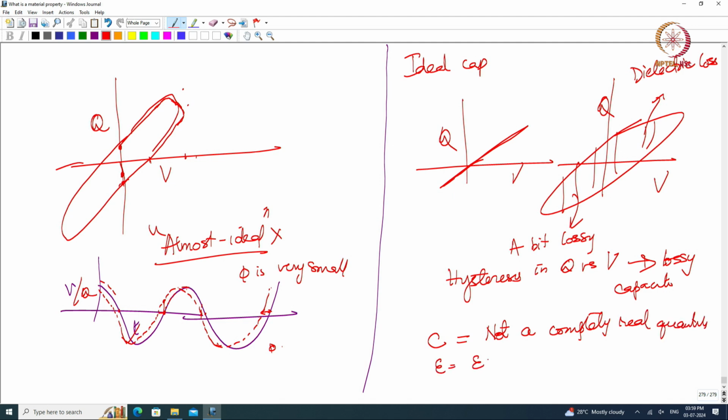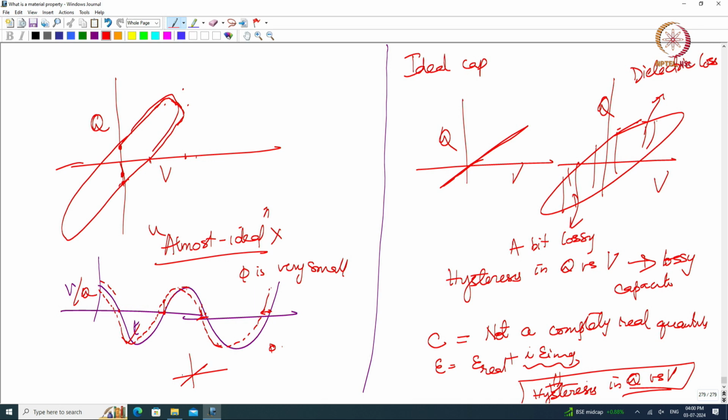So, the dielectric constant is epsilon real plus imaginary epsilon, right. So, the imaginary epsilon gives rise to this opening of the loop. This is what gives rise to the hysteresis in Q versus V. Okay. So, this is something that you may want to keep in mind. Whenever there is a phase difference, what is supposed to be a straight line is no longer a straight line, it becomes this sort of lens-like shape.